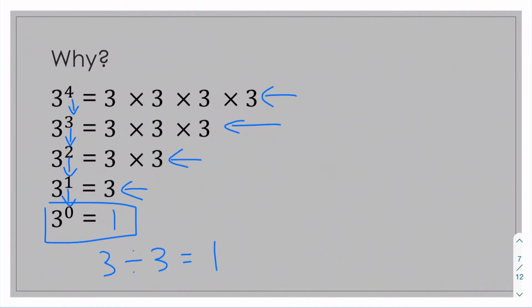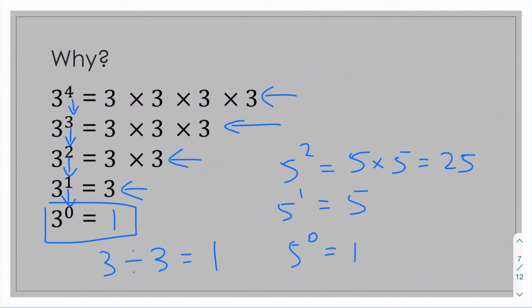And this works for any number. Let's say we have 5 to the 2nd is equal to 5 times 5, which is 25. And then 5 to the 1st is just 5. And then 5 to the 0, therefore, is 1. Because 25 divided by 5 is 5. And 5 divided by 5 is 1. So any number to the power of 0 is just equal to 1, no matter how big or small that base is.